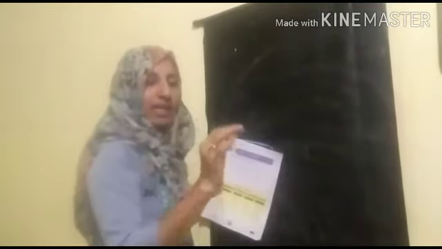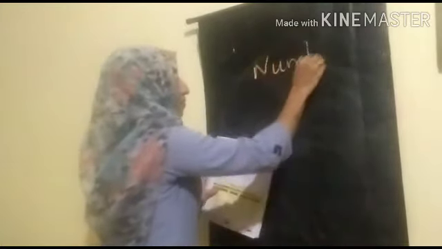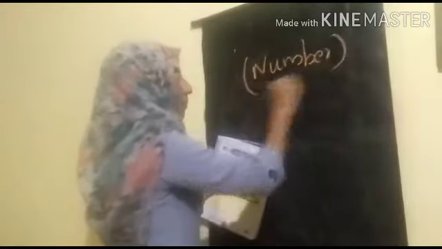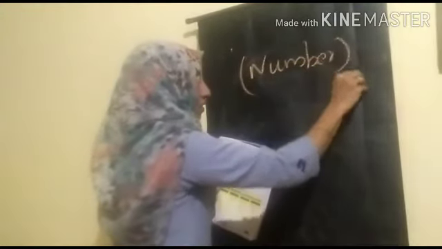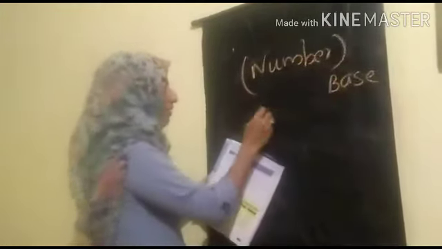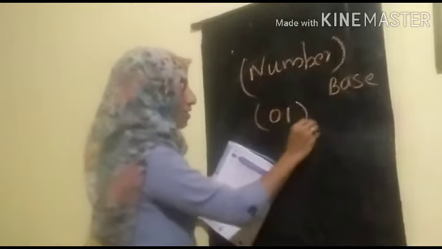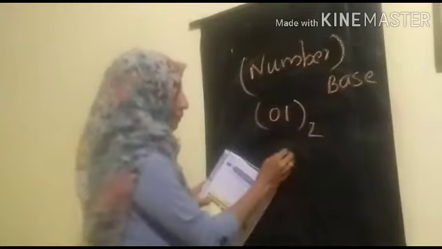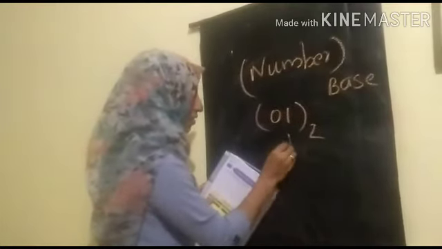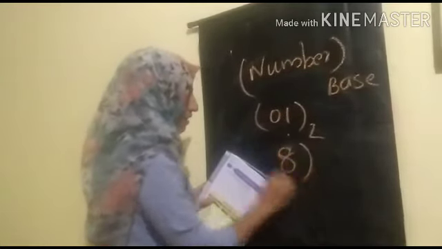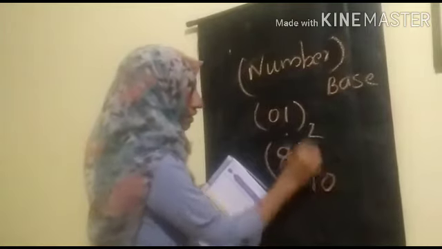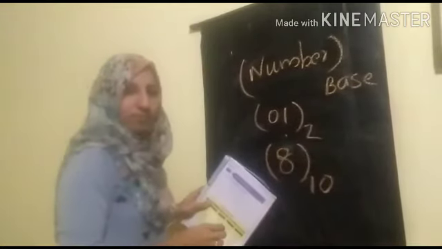A number in any number system can be represented as number with base. In binary we use 0 and 1, the base is 2. In the decimal number system we use, for example, 8, base 10.